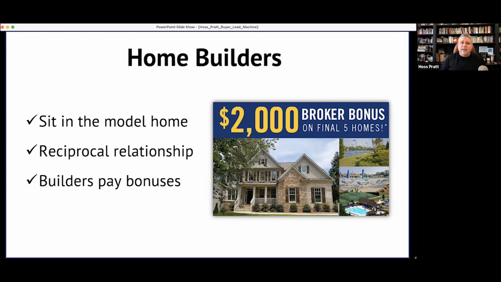And this is a reciprocal relationship. Builders pay bonuses, at least they used to. In today's market, who knows if they're paying bonuses in your local market, but it's one of the best ways to get in relationship. So it's another system. If we have a relationship, we have a day and time where we're going to be sitting at the open house or the model home, and we're going to run the show for them.